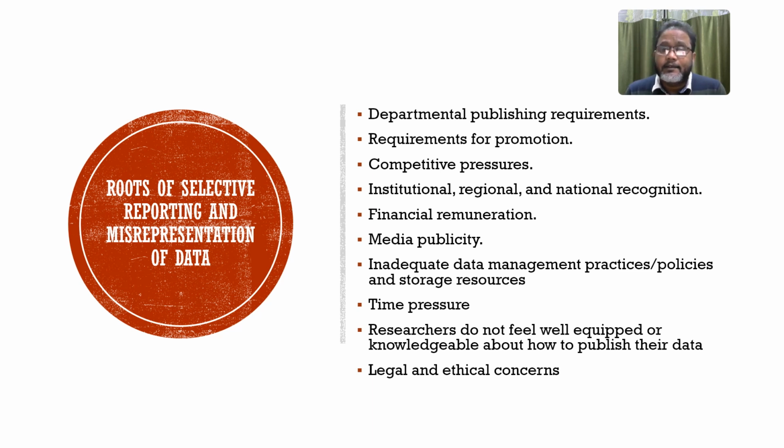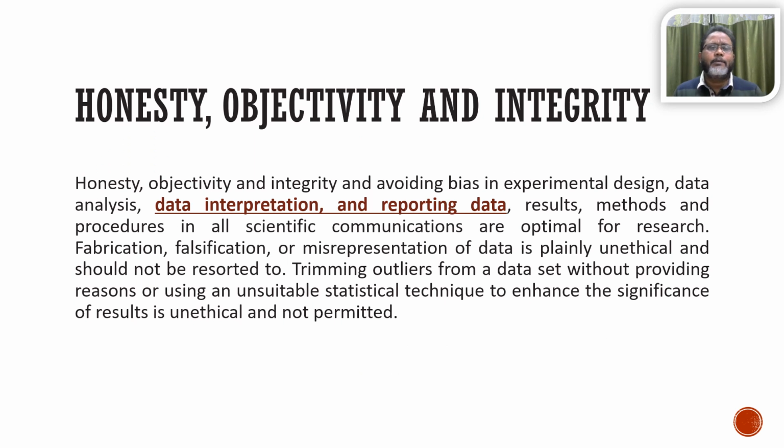And these researchers do not feel well equipped with knowledge about how to publish. And lastly, legal and ethical concerns are also among the most important concerns that we know. So the next one is honesty, objectivity, and integrity in research: avoiding bias in experimental design, data analysis, data interpretation, and reporting of data, results, methods, and procedures, all of which are optimal for research.